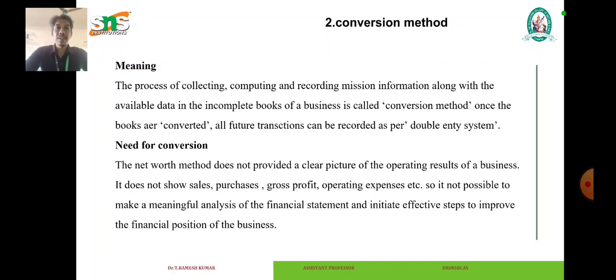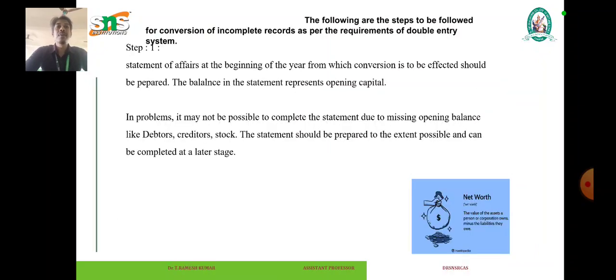Need for conversion. The net worth method does not provide a clear picture of the operating result of a business. It does not show sales, purchase, gross profit, operating expenses, etc. So it is not possible to make a meaningful analysis of the financial statement and initiate effective steps to improve the financial position of the business. The following are the steps to be followed for conversion of incomplete records as per the requirements of double entry system.